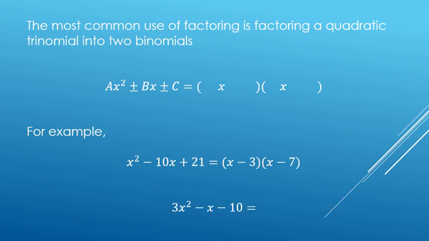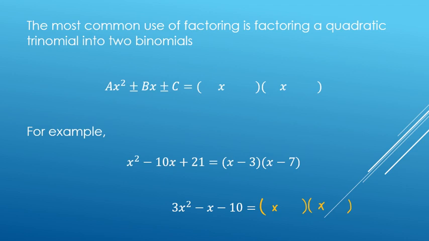This next one is a little bit more involved, a little bit more complicated. So here I have 3x squared minus x minus 10. Again, it's going to be the product of two binomials. I'm going to have an x, I'm going to have an x. Note that the sign in front of my c value is a minus. That tells me that one of these factors is going to have a plus here, and the other factor is going to have a minus here. The question is, which one goes where?